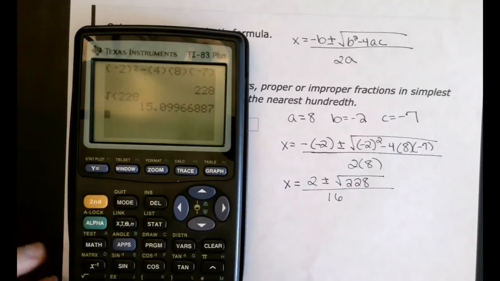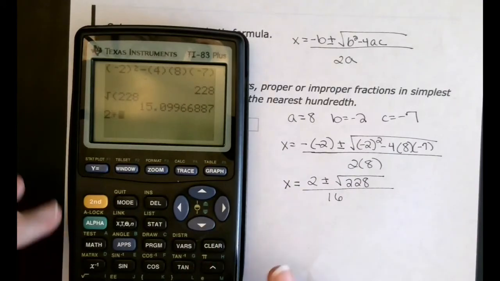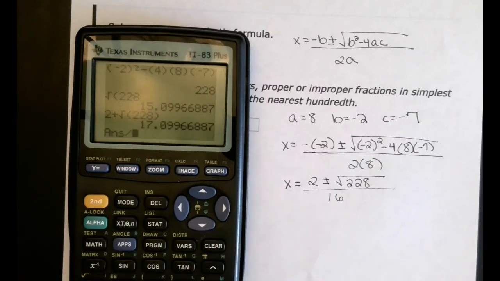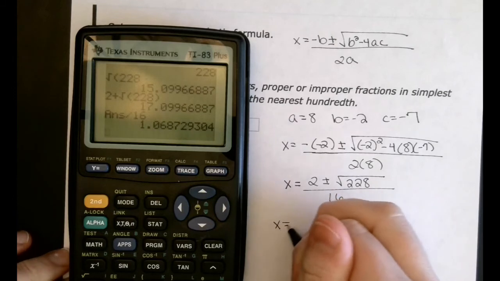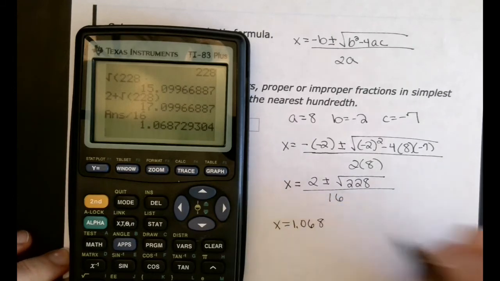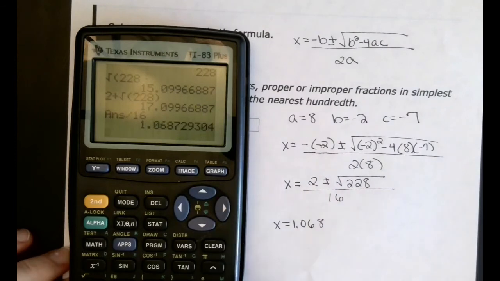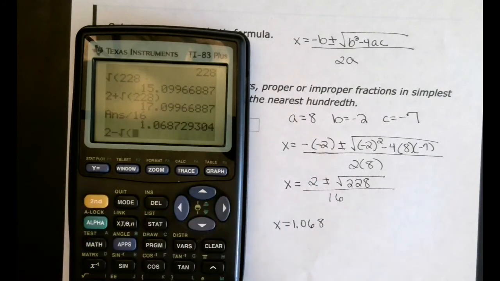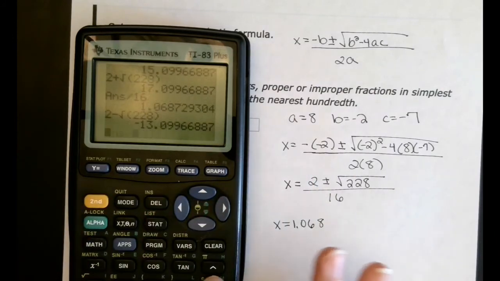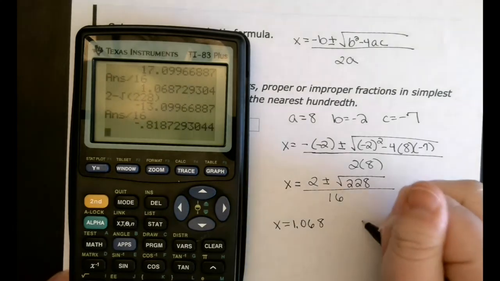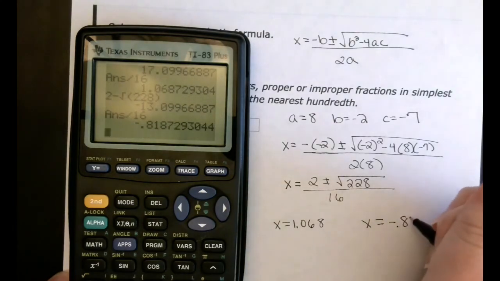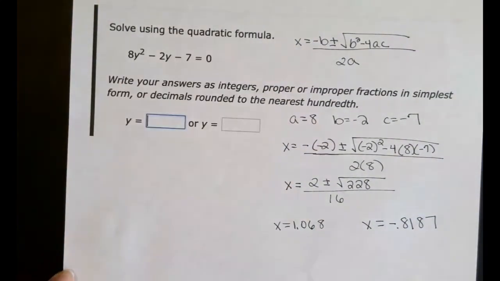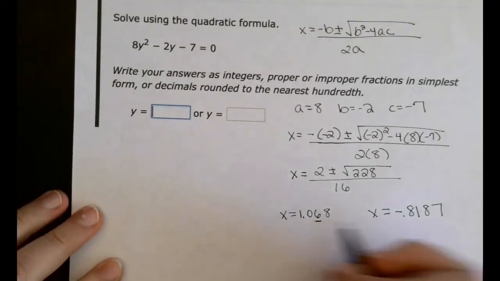I'm first going to do the plus, so 2 plus the square root of 228, and divide that by 16. My first answer is 1.068, and then I'm going to do it with the minus sign. 2 minus the square root of 228 divided by 16, and my other answer is negative 0.8187.